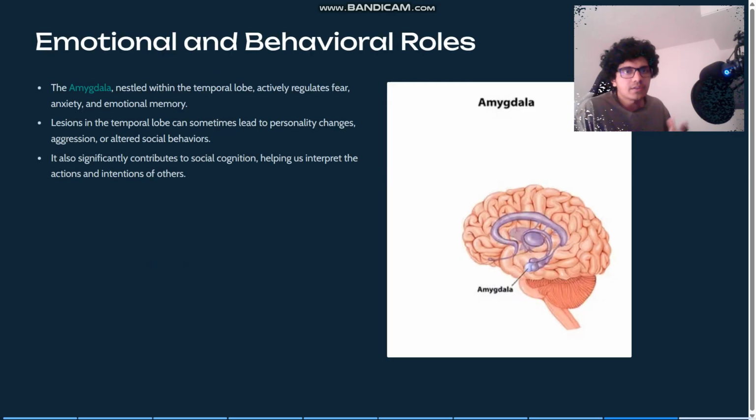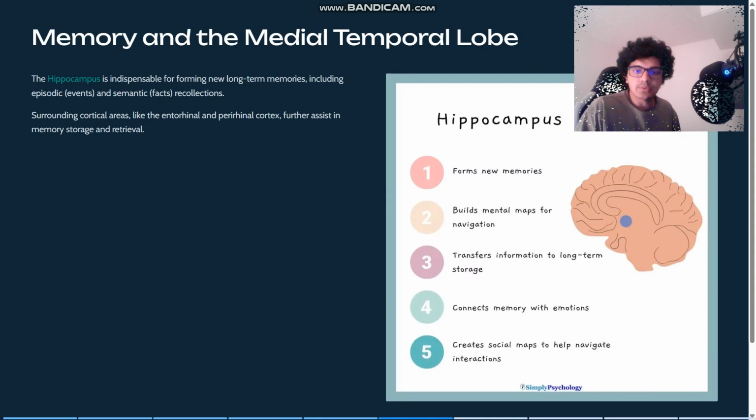Then you have emotional and behavioral roles. This is the amygdala, which is nestled within the temporal lobe, actively regulating fear, anxiety, and emotional memory. Lesions in the temporal lobe can lead to personality changes because of this, or aggression, or altered social behaviors. It also significantly contributes to our overall social cognition, and if you go back to this part of the presentation, you can see that the temporal lobe plays a massive role in a person navigating their social world.